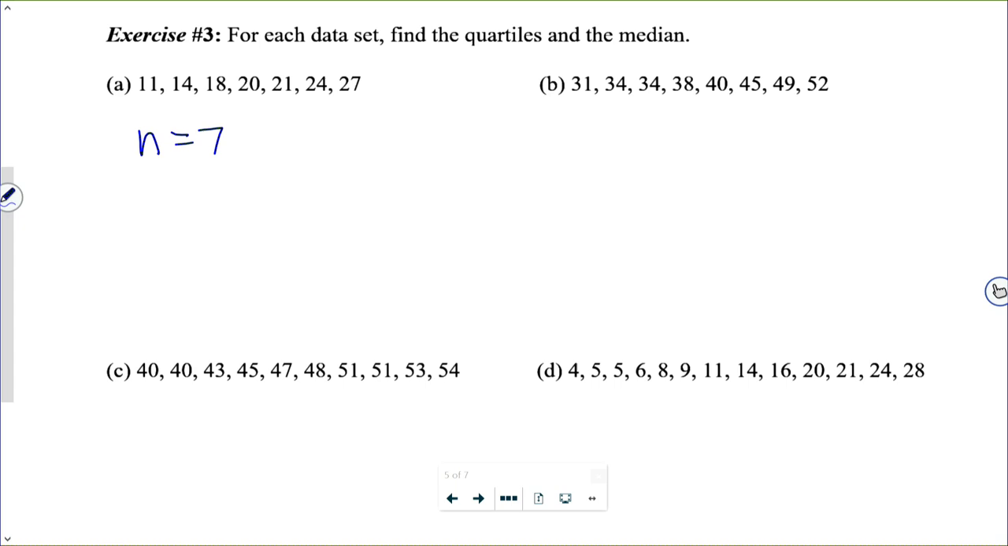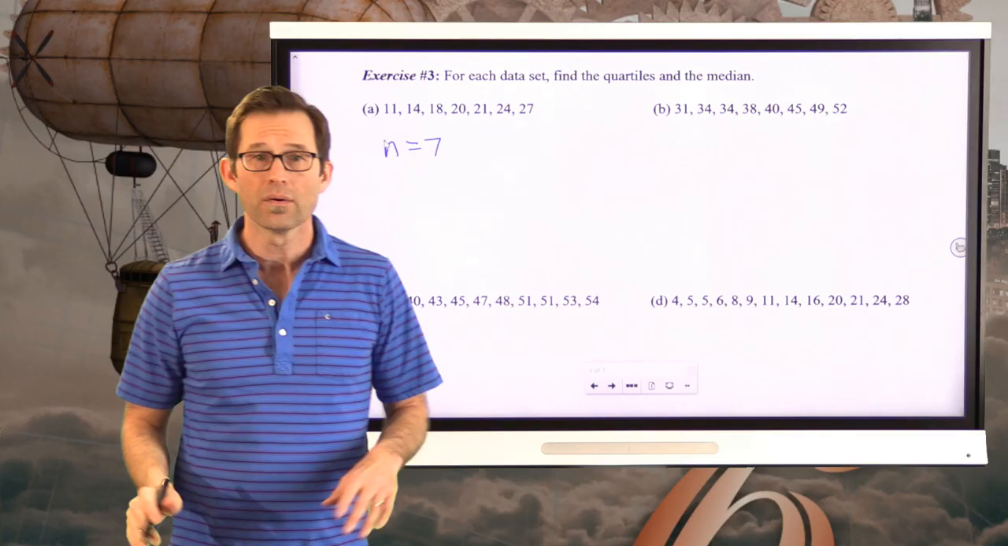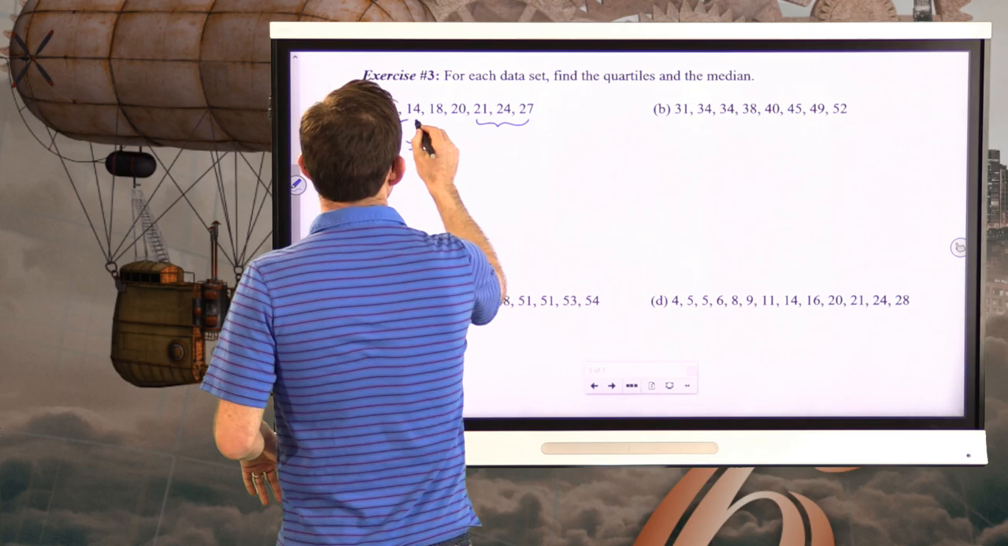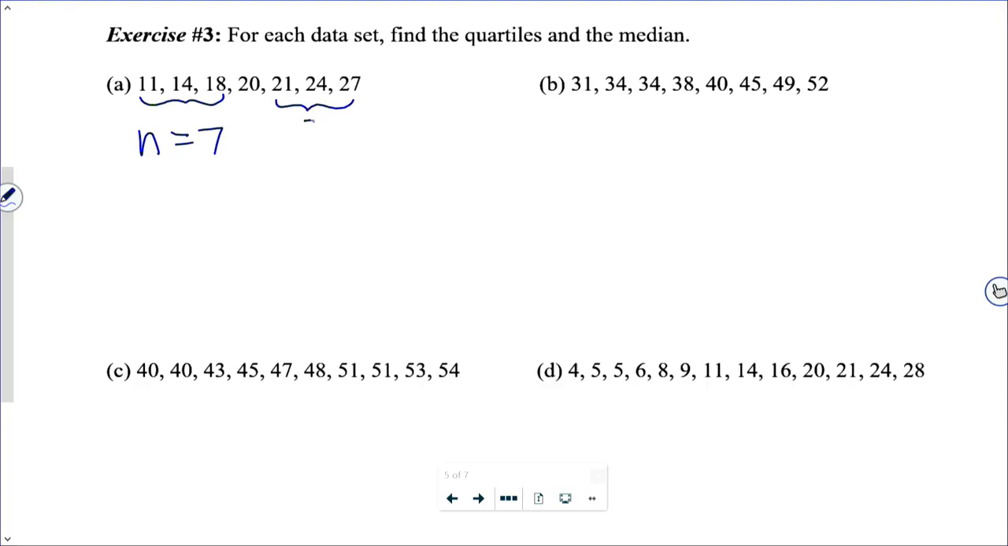Now what that's going to mean: we always want to find the median first. Always, always, always find the median first. So if there's 7 data points, that means there's 3 and 3, and our median is going to be equal to 20.